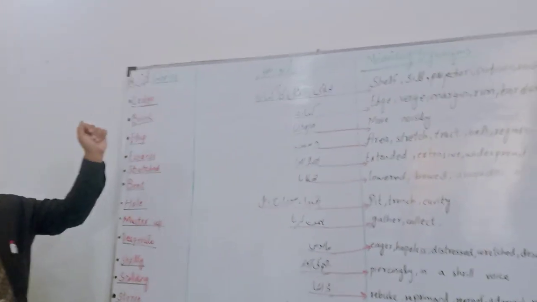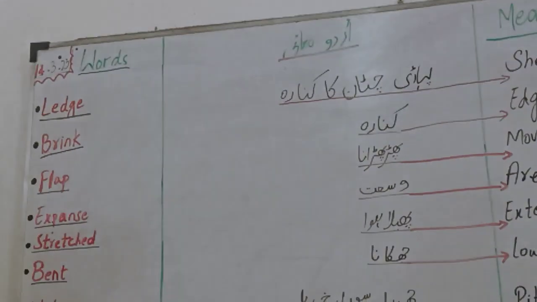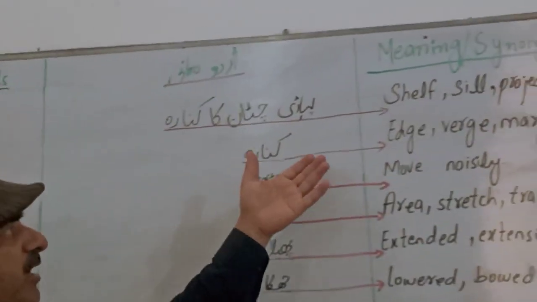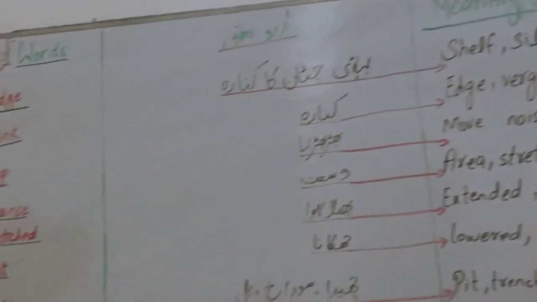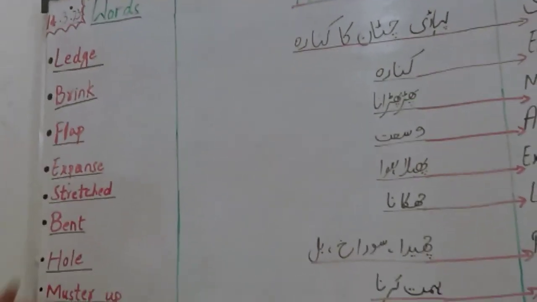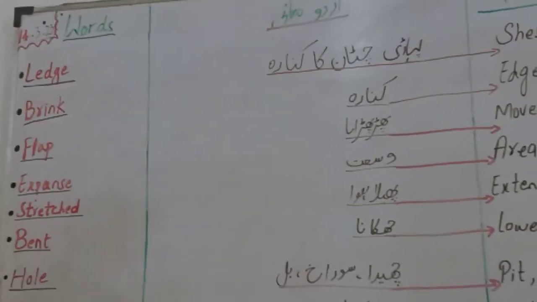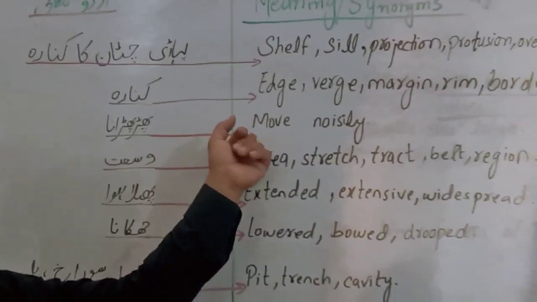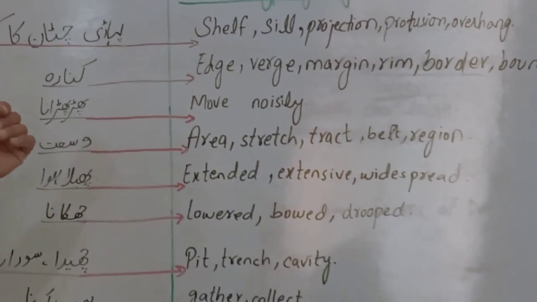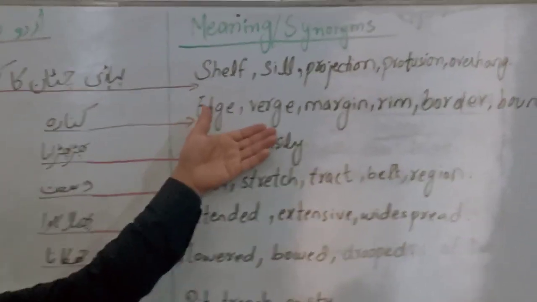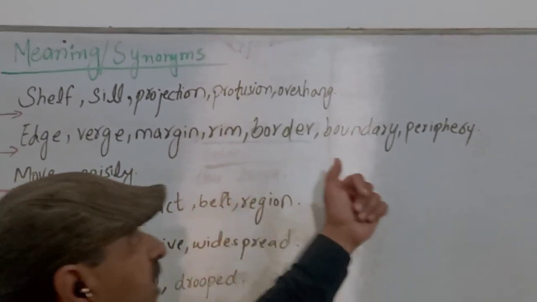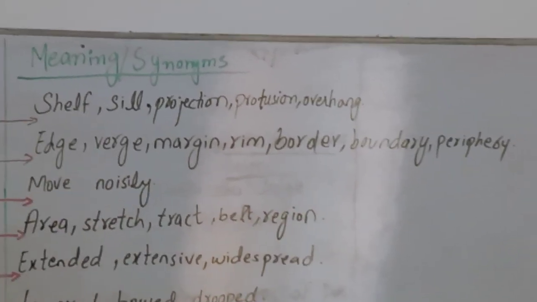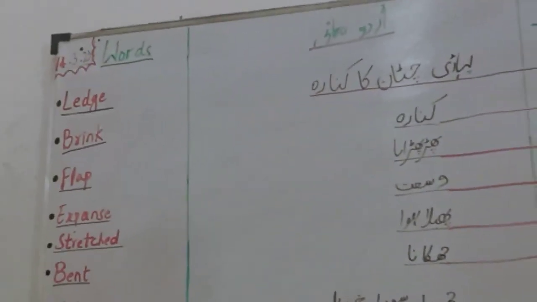For example, there is a ledge. The word is ledge. You may use any other word like shelf, projection, overhang. Clear? And then there is brink. Instead of using the brink from the text or from the passage, better to use a different word: edge, verge, margin, rim, border, boundary. Clear? There are a number of synonyms against each word.